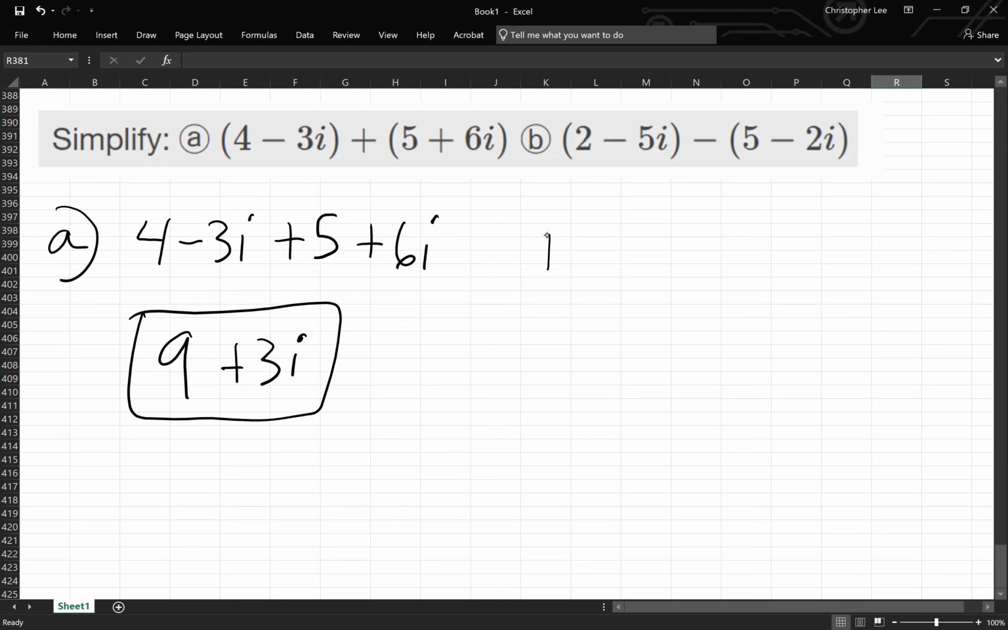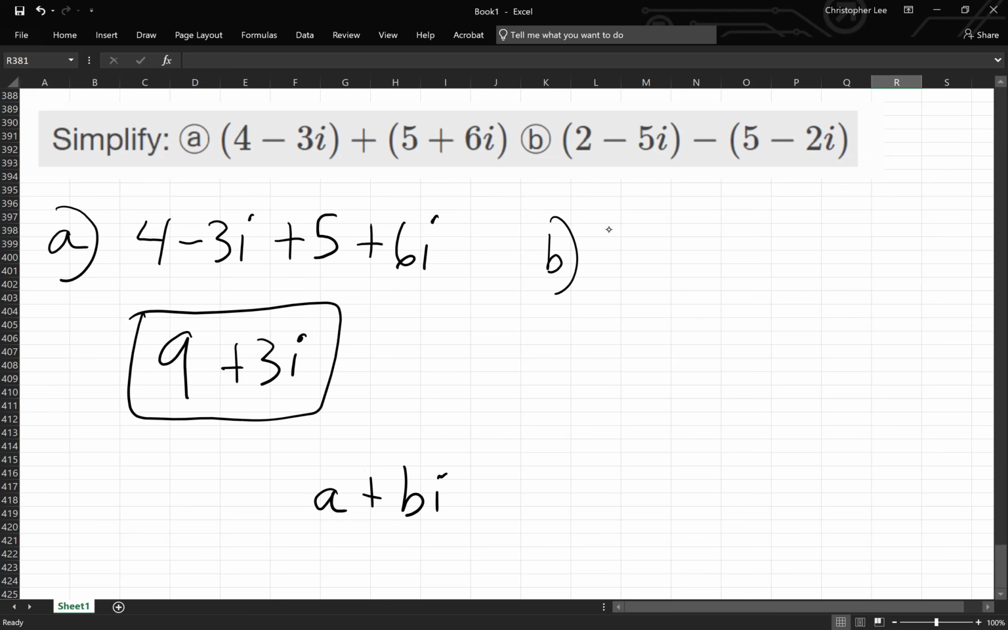So let's try B. But B is a little different. The standard form is called a plus bi. But technically speaking, 3 plus 2 is the same as 2 plus 3, so it doesn't really matter, you know?